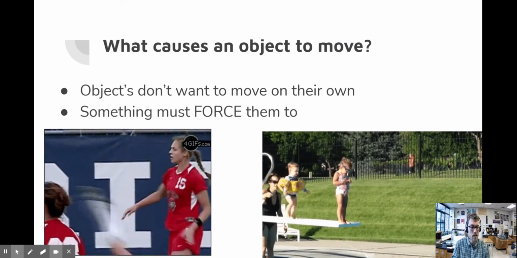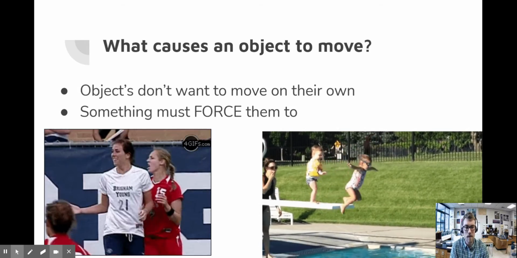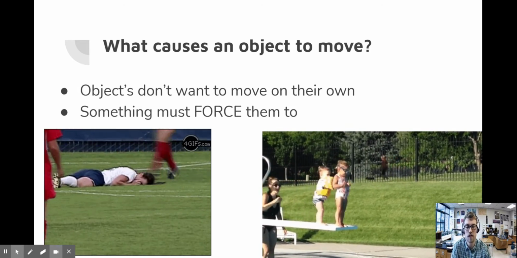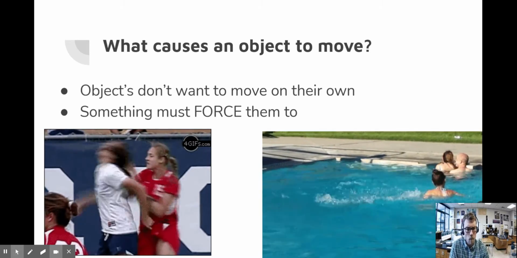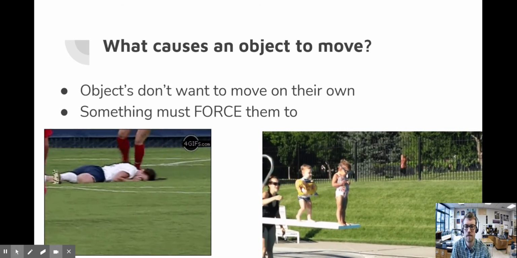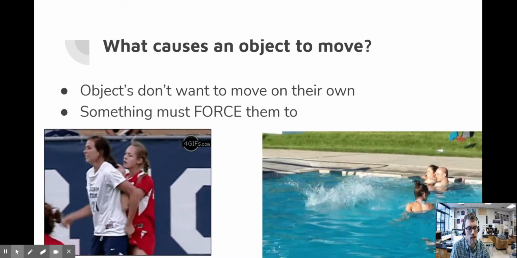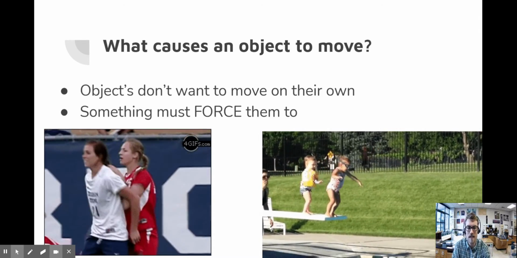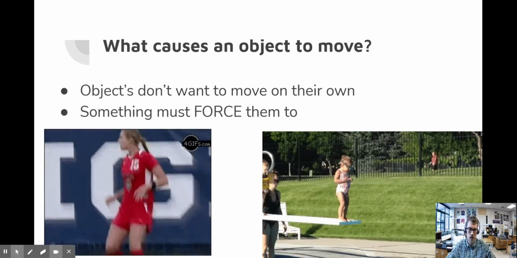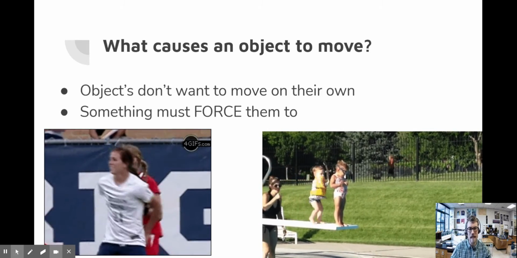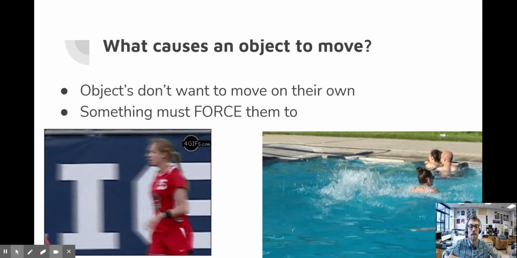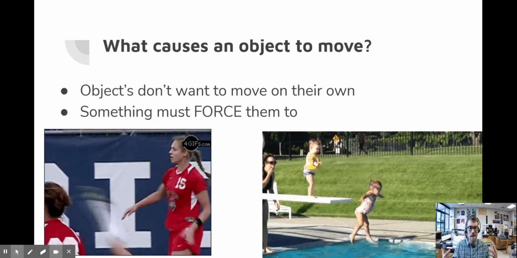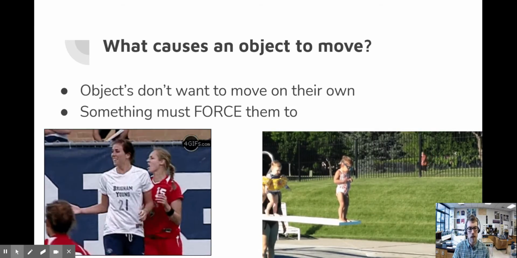Basically what we need to do is we're going to start off by making a connection between our last unit, which was motion, and this unit, which is forces, right? So what actually causes objects to move? Well, objects don't want to move on their own. We're going to talk more about that in our next set of notes, right? But objects are not going to just start moving just because, right? They need something that is going to force them to move, okay? And so that's what forces are. Forces are things that cause motion, all right?